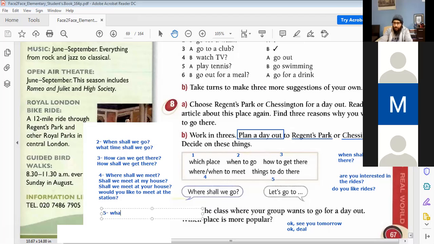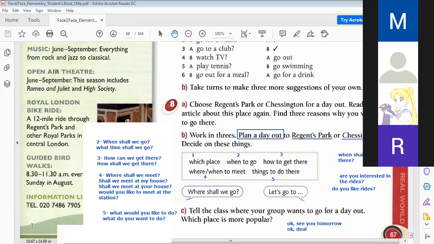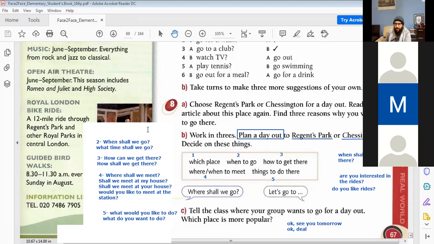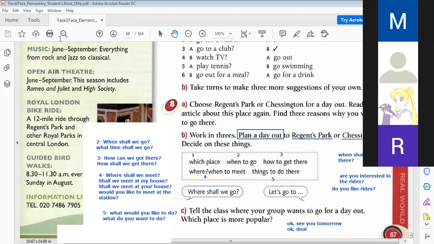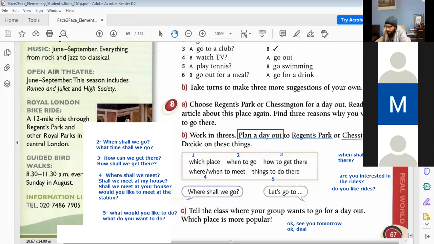What would you like to do? What do you want to do? Okay. So let's have the last example, Manal and Sensibil. So let's start. First of all, you have to agree about the place. So Manal, you can ask the questions and then Sensibil will answer.